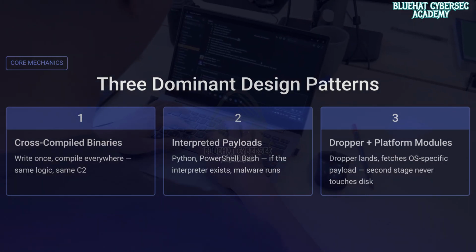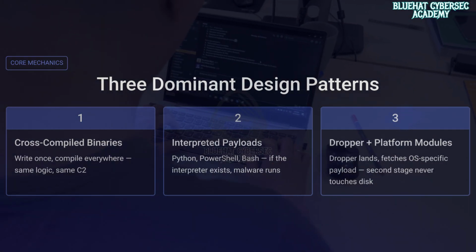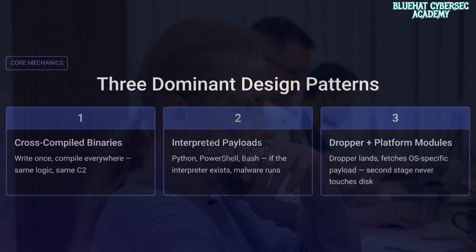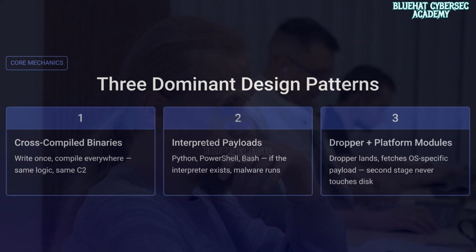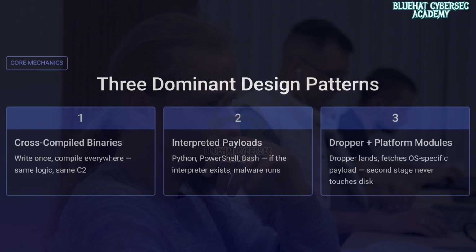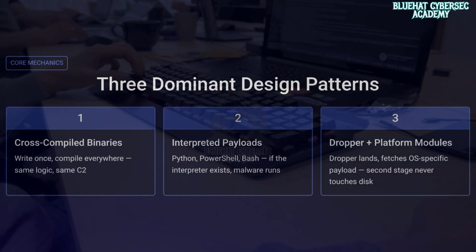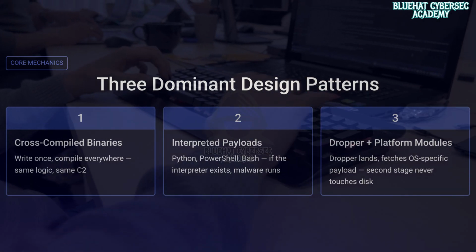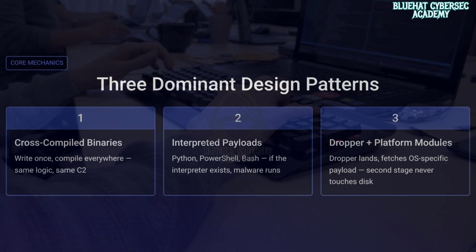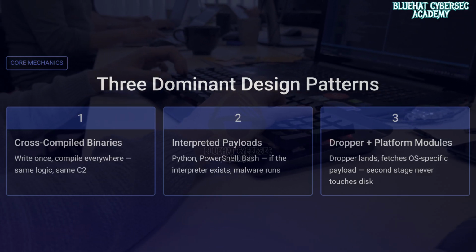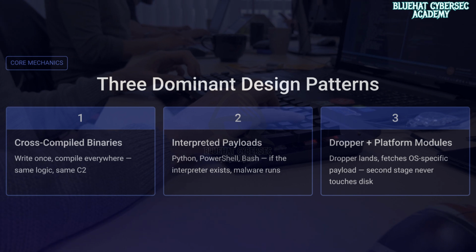Now let's walk through how it actually works, because in practice, there are three dominant design patterns that keep showing up again and again. The first is cross-compiled binaries, what you can think of as write once, compile everywhere. Languages like Go and Rust allow attackers to take the same source code and compile it for Windows, Linux, and Mac OS with minimal changes.